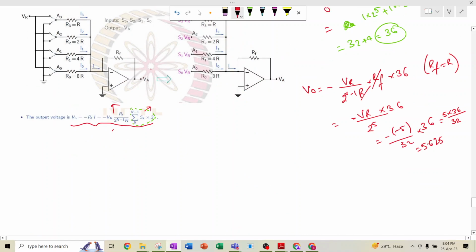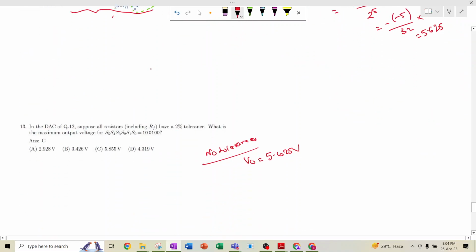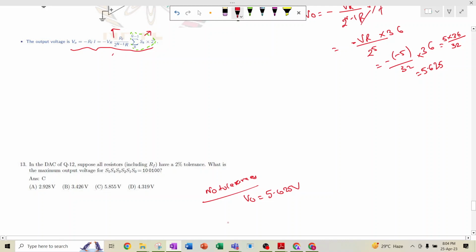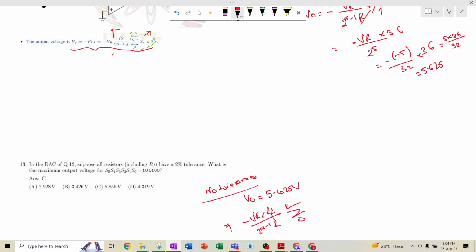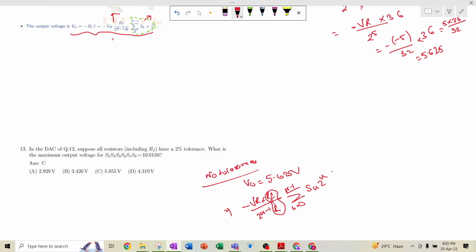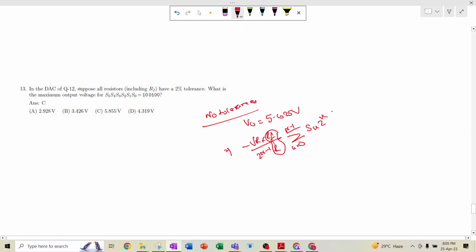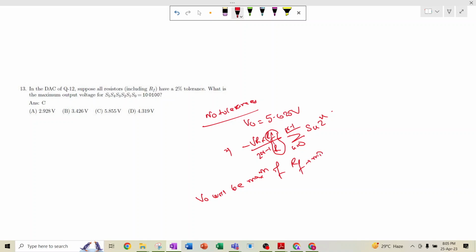Now the dependence is like that. We have VO equal to minus VR divided by 2 to the power n minus 1, into RF by R, into the summation from k equal to 0 to n minus 1 of Sk into 2 to the power k. So that means RF and R have a very important role in this. Suppose it has 2% tolerance, what is the maximum output voltage? So VO will be maximum if RF is maximum and R is minimum.